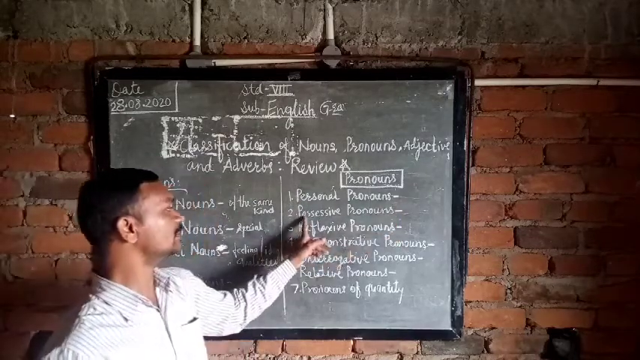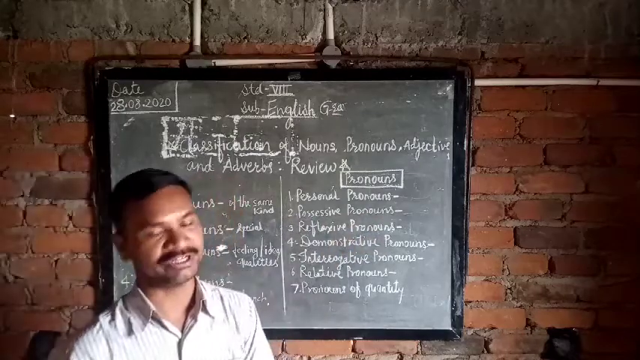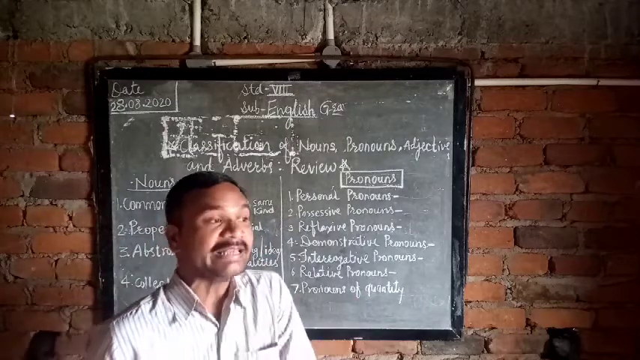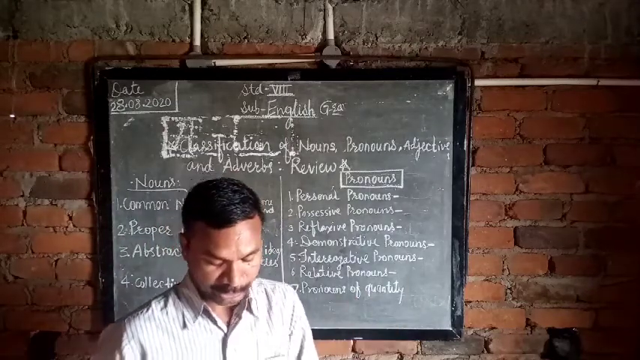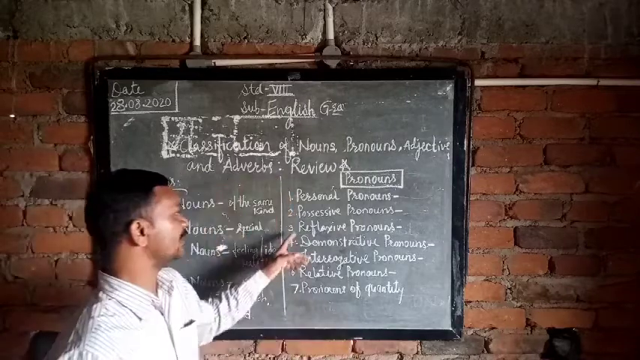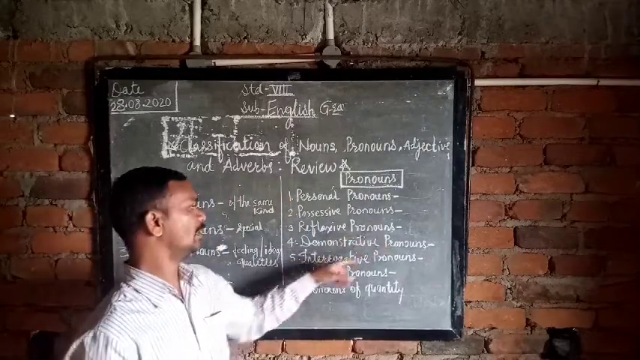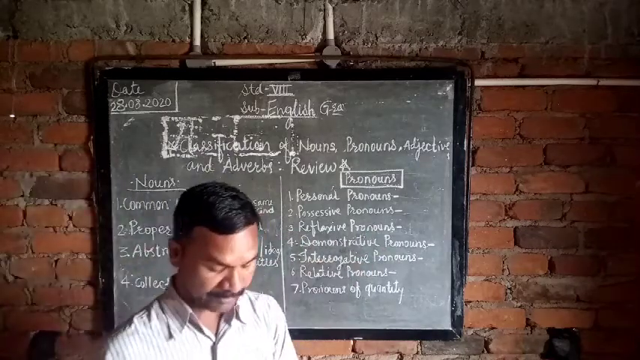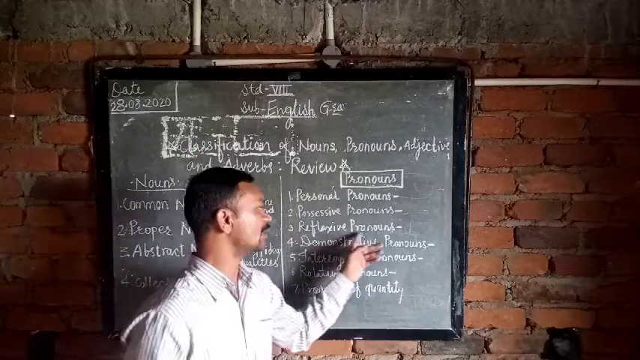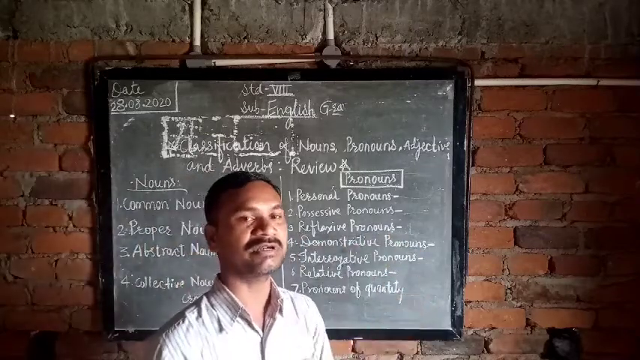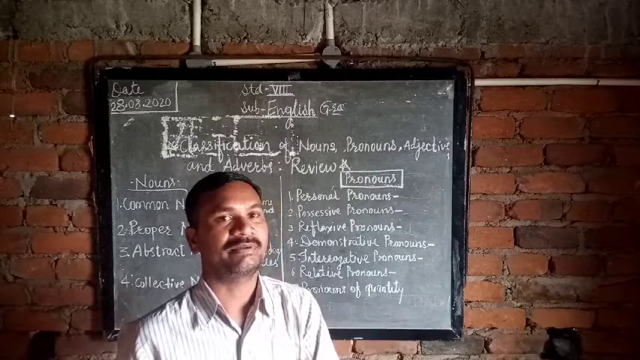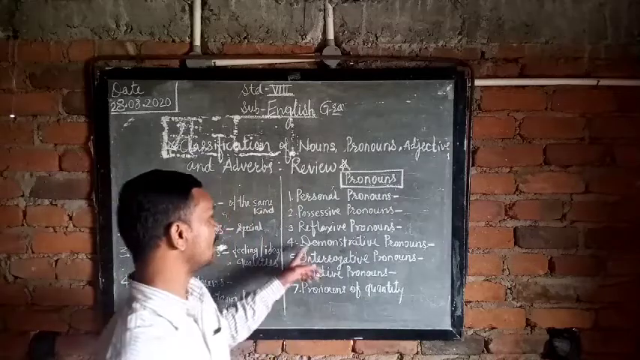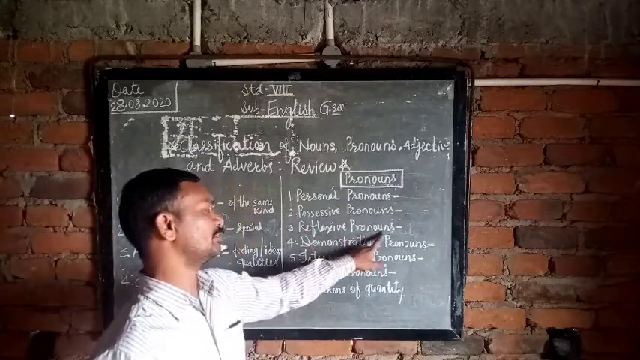Now we are discussing possessive pronouns. Possessive means ownership. Mine, his, hers, yours, theirs are examples of possessive pronouns. Now the third one, reflexive pronouns. Some examples are myself, yourself, themselves, ourselves, himself, herself. These words are included in the reflexive pronouns.